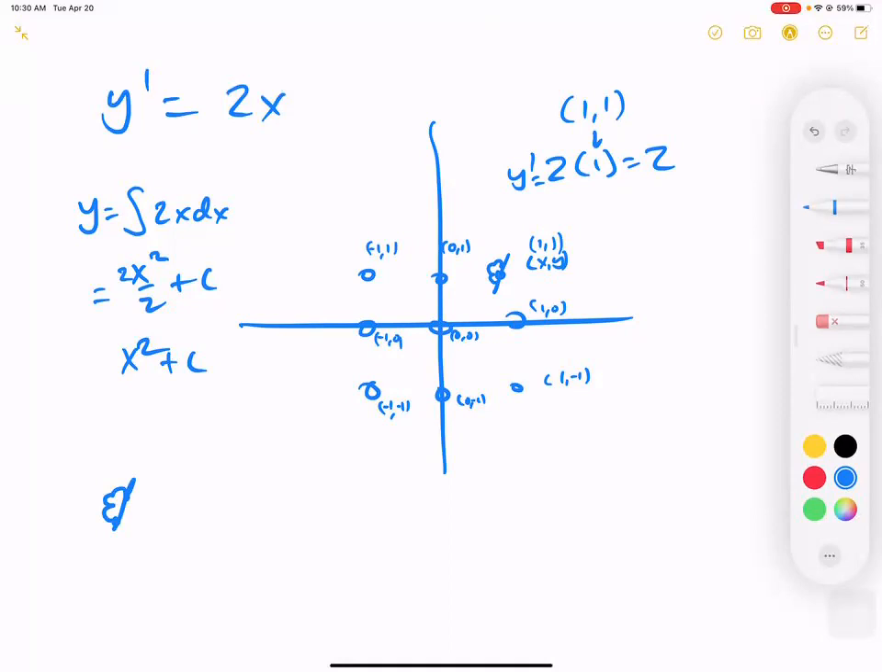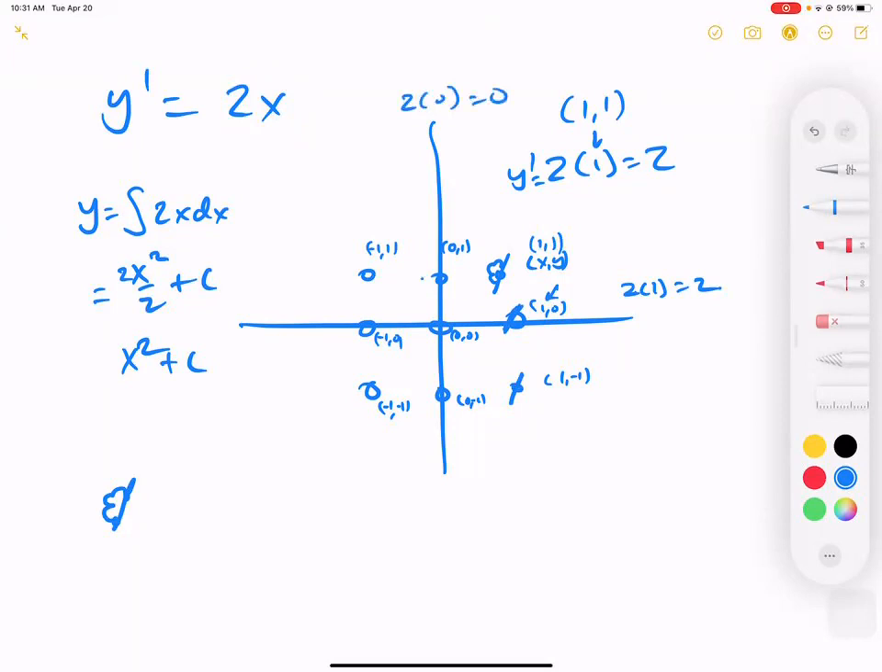At 1, 0, take a look. If I plug in 1 here, 2 times 1 is 2. Hey, the slope's still 2. Turns out all the slopes are the same on this side, because I don't care what the y value is, I only care about the x. The slope equation says only look at the x. That's all I'm looking at. Let's look at 0. What would it look like at 0? Well, what's 2 times 0? 0.